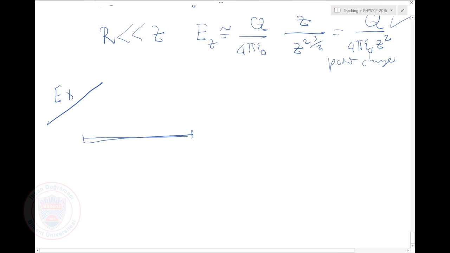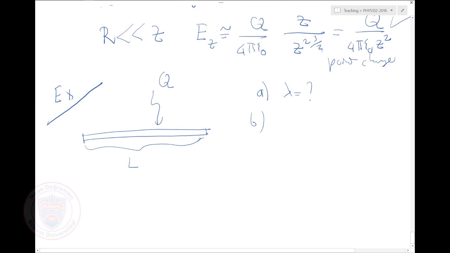Let's say that I have a rod of length L with total charge Q. First, find what's lambda. That's the easy question. Now, the second part is, so this is point P and this is D. What is the electric field?